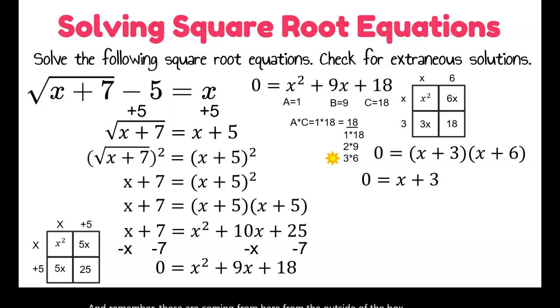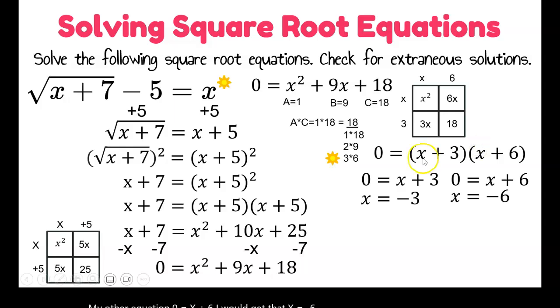Remember that 0 would equal x plus 3, my first factor. And then I would get that x equals negative 3. My other equation, 0 equals x plus 6, I would get that x equals negative 6. Now I have to check my answers. Remember, I have to plug them back into this original equation. So you can always use Desmos for this, and I'll show you.